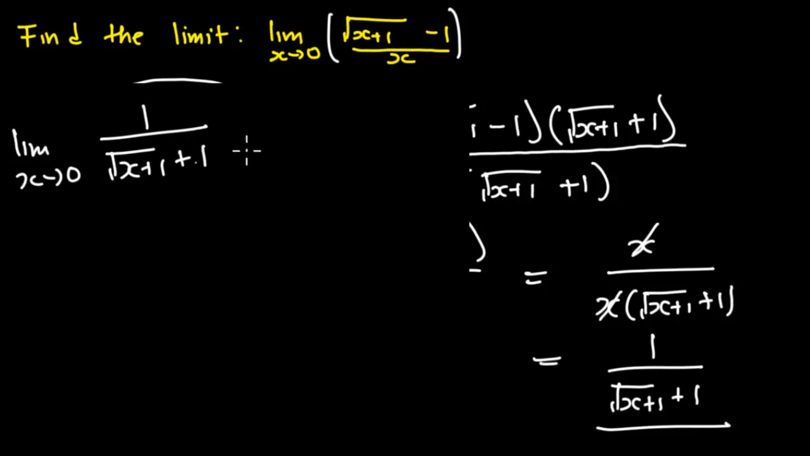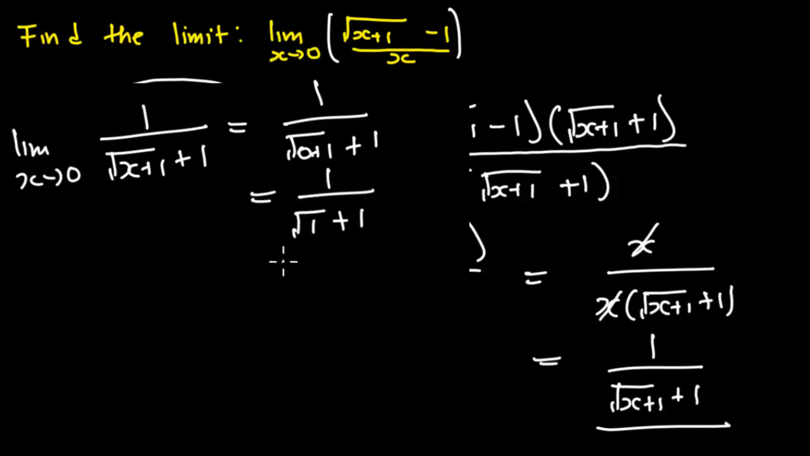Now when we do our substitution, we are going to have 1 over the square root of 0 plus 1 plus 1. So this will be equal to 1 over the square root of 1 plus 1, which is going to be 1 over 1 plus 1, and we are going to have 1 over 2. And so the value of this limit is 1 over 2.